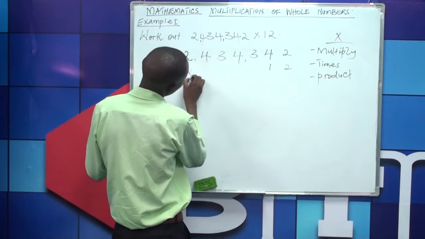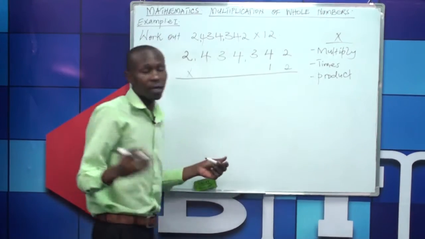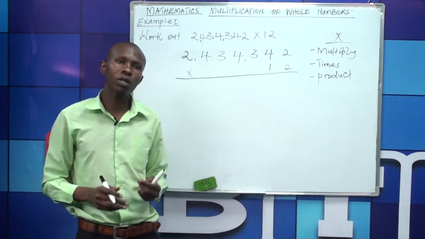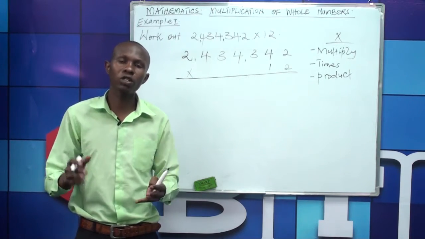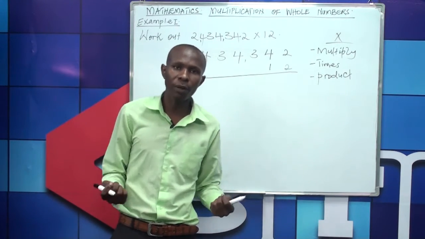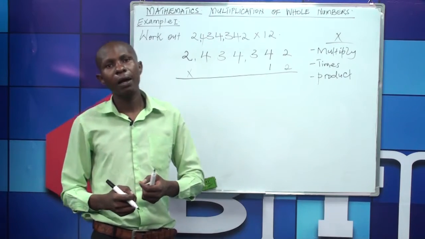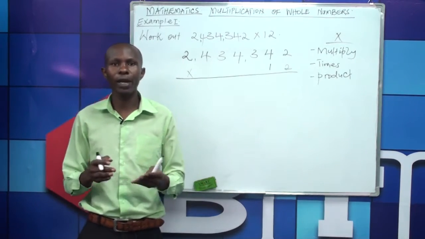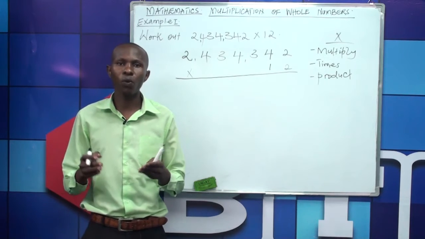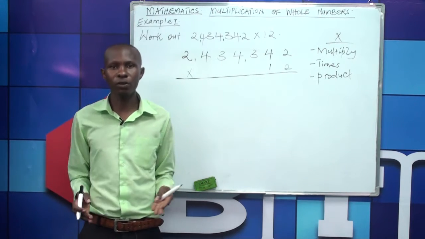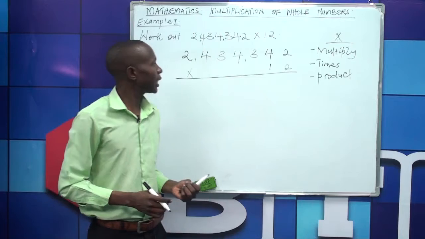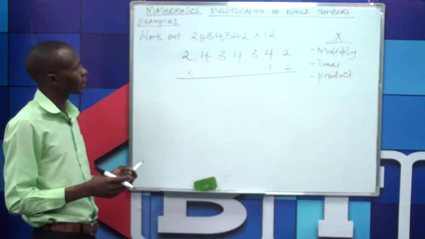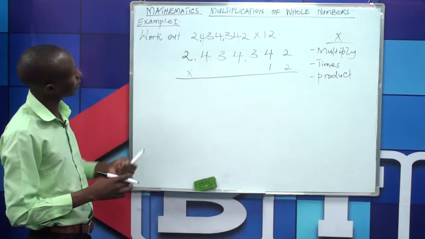We are considering what we call place values. Once you are dealing with any number in mathematics, more so when you are dealing with addition, subtraction, multiplication, and division, you need to consider place values so much. Everything should move together as it is required by the place values. So we want to find the product of these digits here.